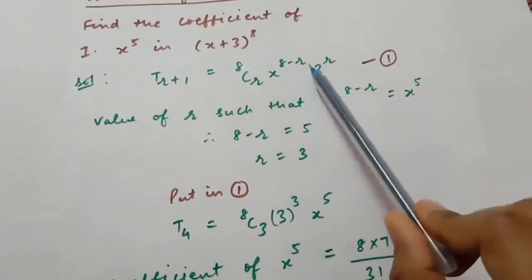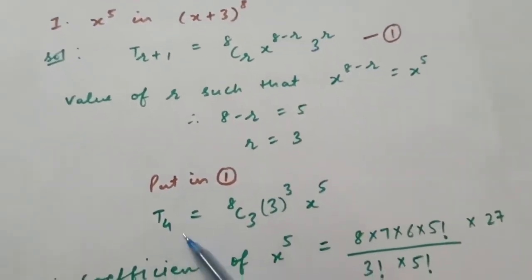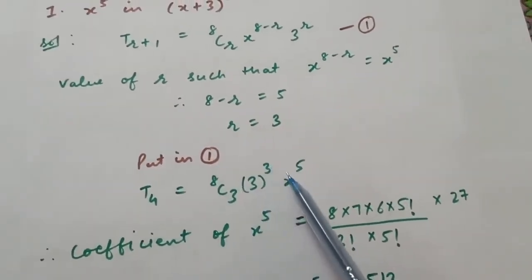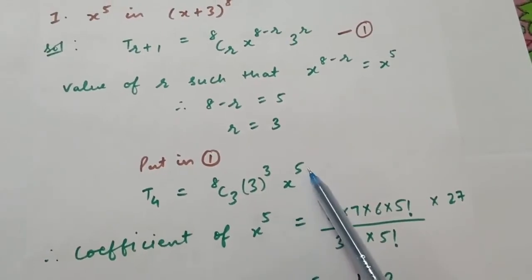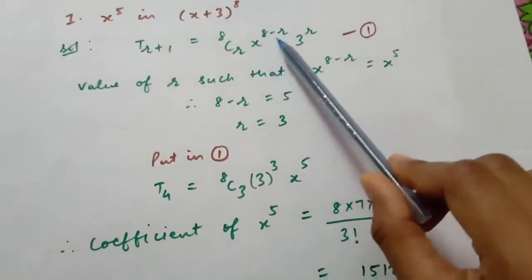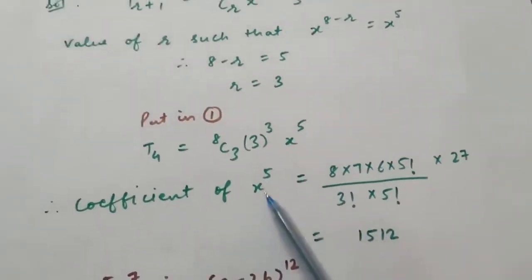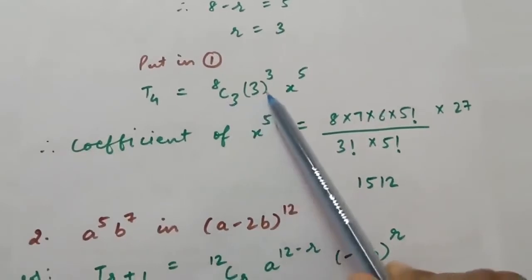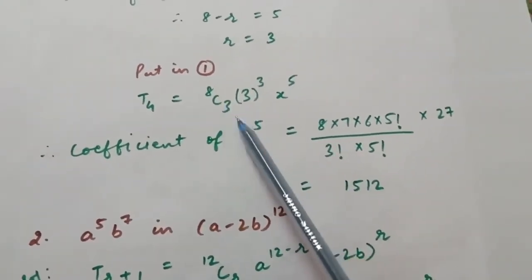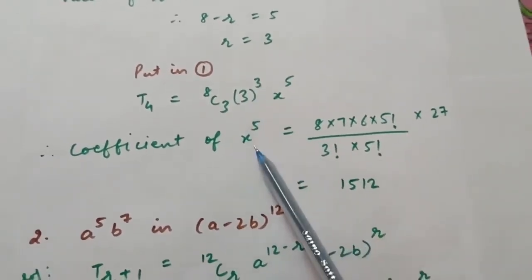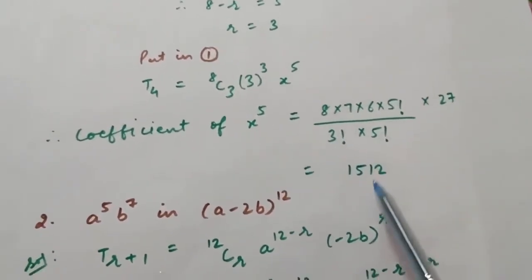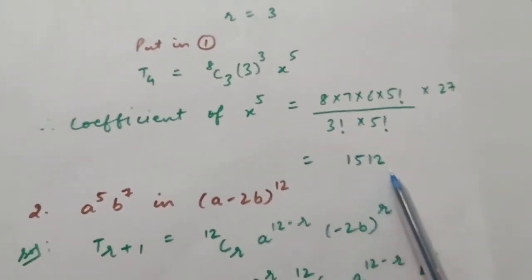Now put this value in the general term only. So you will get T4 equal to 8C3 3 cube x raised to the power 5. The value of r is 3, into x raised to the power 5. So the coefficient of x raised to the power 5 is the constant with this x raised to the power 5. So 8C3 into 27 is the coefficient. Now solving this 8C3 into 27, you will get the answer as 1512.